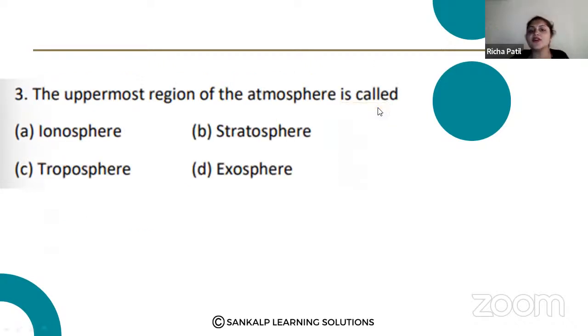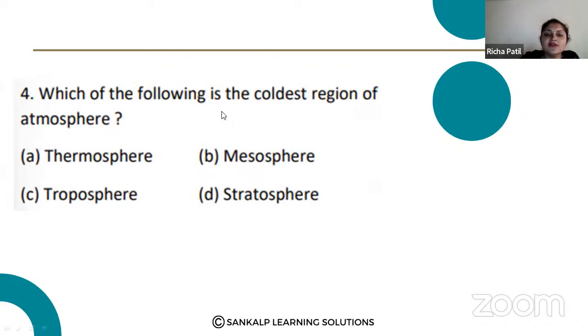The uppermost region of the atmosphere is called the exosphere. Correct, the answer is D. Which of the following is the coldest region of the atmosphere? We had seen this. It is B, mesosphere.